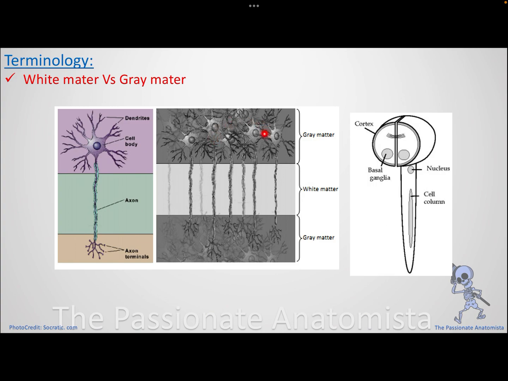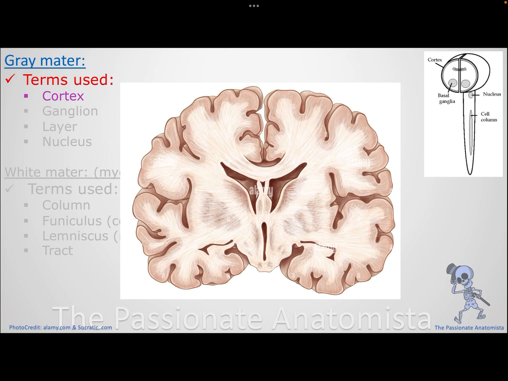Whenever you hear the word nuclei in the nervous system, don't think about a nucleus of a cell. Think about a group of cell bodies in the central nervous system, just like the basal nuclei, like your thalamus, like your hypothalamus. It's basically a group of cell bodies. We call them nuclei. All right.